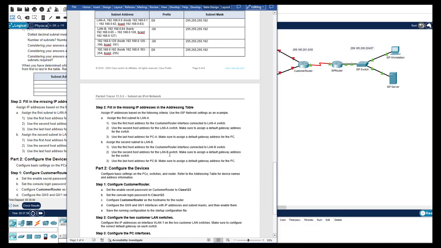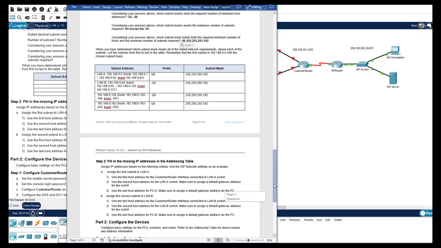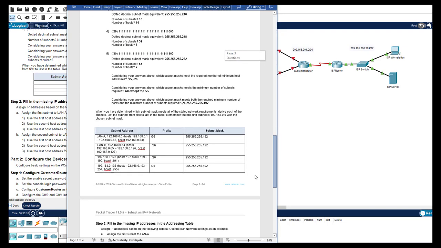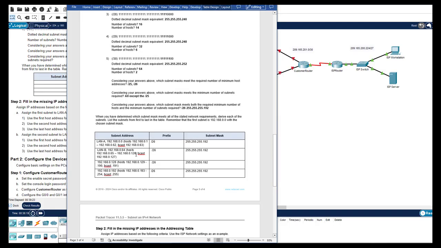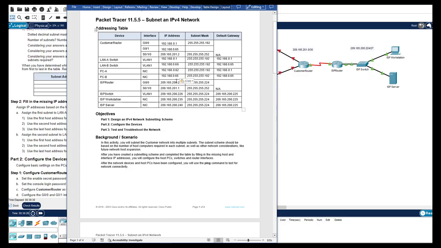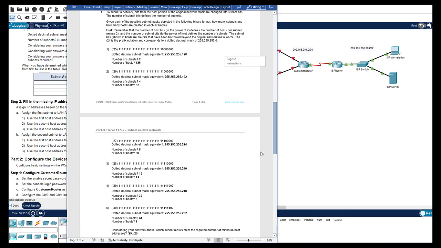And now that takes us to LAN B. We're going to use the first host address for the router interface, the second host address for the switch, and the last host address for PCB. In that second subnet, the network that begins with .64, the first host address is .65, and that goes on the router interface facing that LAN, and that will be the default gateway as well for both the switch and the PC. The second usable IP address would be .66, which is what goes on the switch virtual LAN interface. And the last usable host address is .126, and that's going to go on PCB. And that takes care of the addressing table.